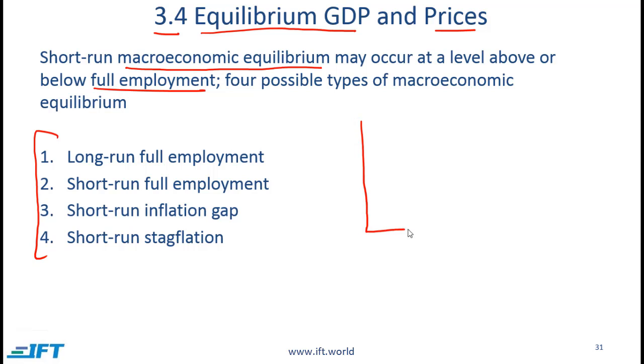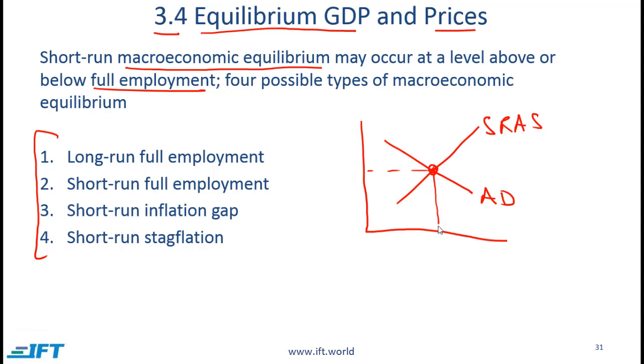Short-run macroeconomic equilibrium is the point where aggregate demand and short-run aggregate supply intersect. So a price level and an output where these two curves intersect would be called the short-run macroeconomic equilibrium.